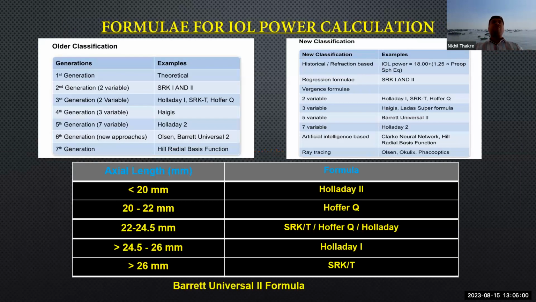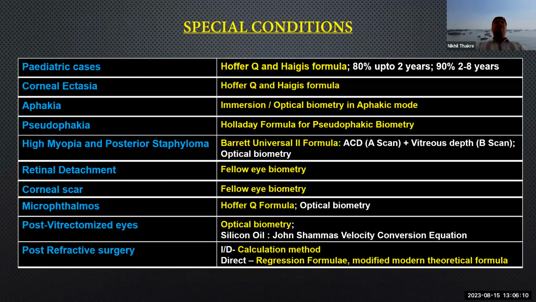These are the various formulas that are used for IOL power calculation, and depending upon the axial length, these formulas are preferred. However, the Barrett Universal II formula is the current gold standard. These are the special conditions that we are likely to encounter.